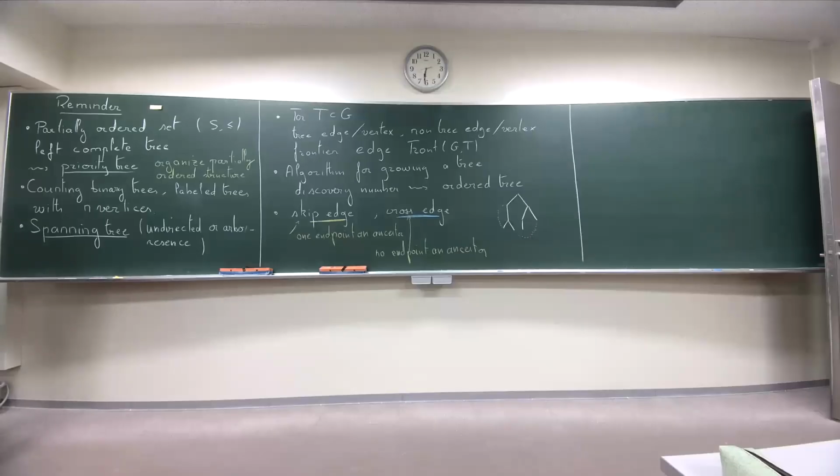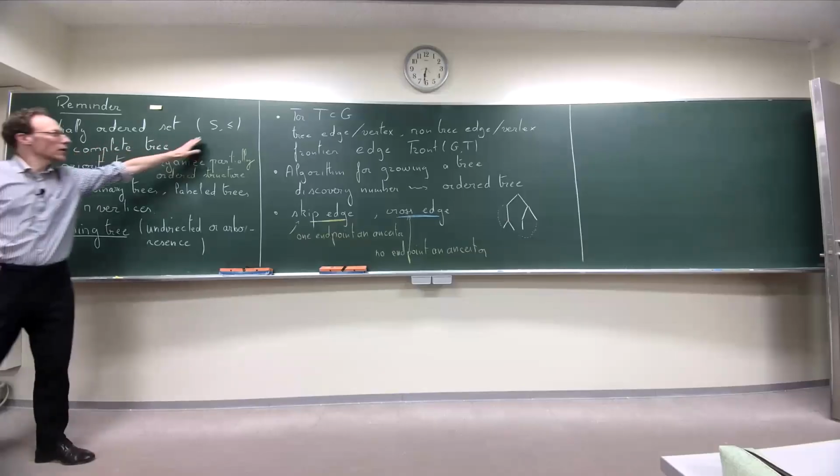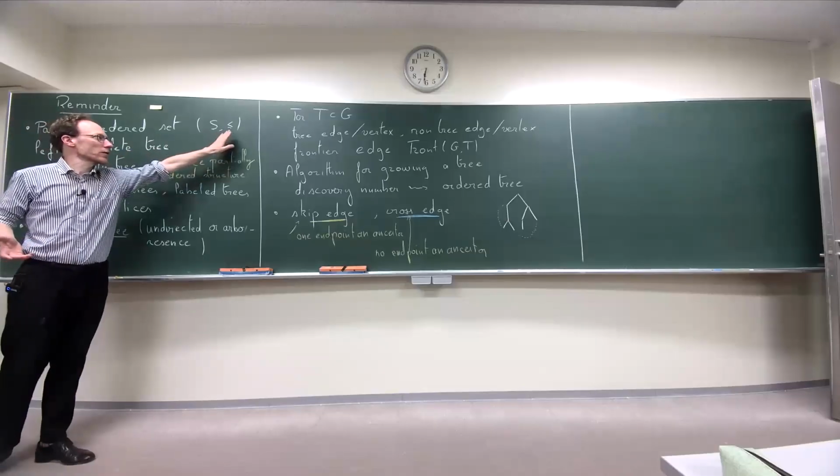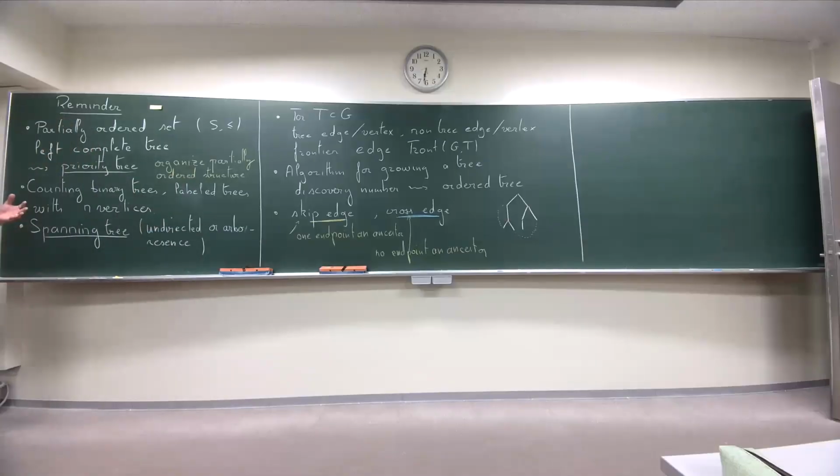Okay. Let me remind you quickly what we have done last week. I introduced this notion of partially ordered set. It's a useful notion. It's a set with a law or a certain comparison between some elements, but not all of them are comparable. And I also introduced this notion of left complete tree. And whenever you know these two ingredients, you can discuss or introduce what is a priority tree. It's a way to organize a partially ordered structure.